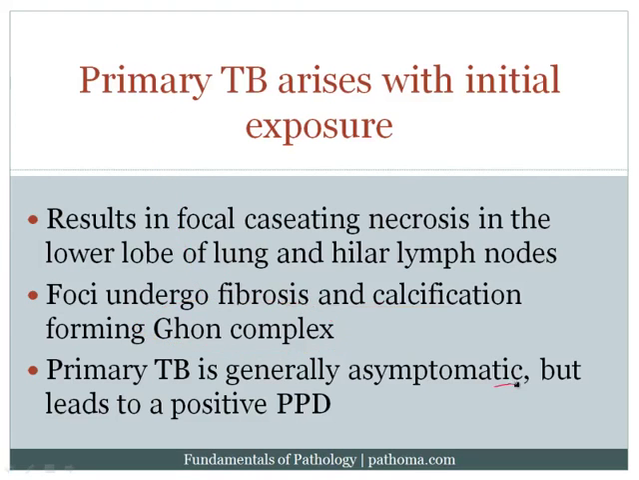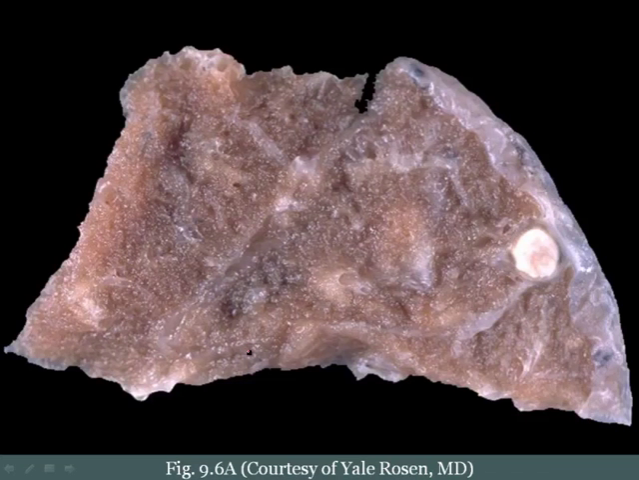Now recall that primary TB is usually asymptomatic, so all the classic signs and symptoms of TB will not occur with this initial exposure, but the PPD will become positive. Of course, the only real complication of primary TB is the formation of a Ghon complex. That is a fibrosed and calcified nodule that arises within the lung. It's classically subpleural. So notice out here, this is the pleura, and this represents the Ghon complex. Now, patients usually develop a Ghon complex within the subpleural region of the lung, along with the hilar lymph nodes.